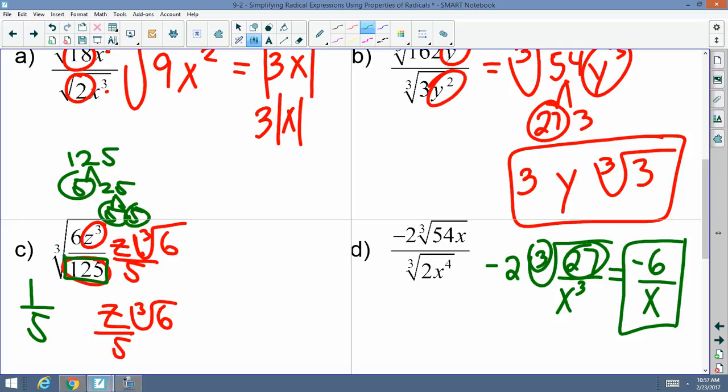Please talk to me, guys. I have a feeling you're not asking questions. You're dividing like normal because you have the same index. So 54 divided by 2 is 27. Any leftover goes inside the radical for sure. And then anything that you pull out goes outside. Yes, it's being multiplied to the outside.